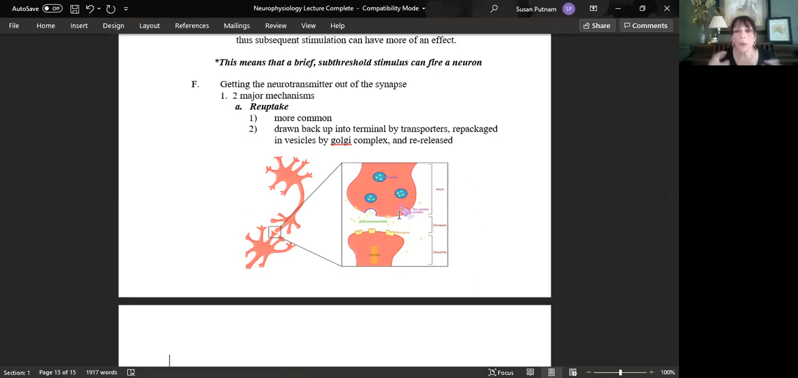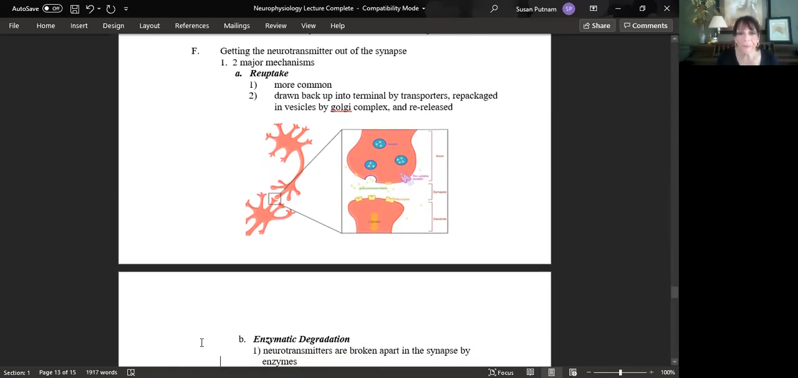Then they're going to be repackaged in vesicles by those Golgi complex that are hanging out down at the terminal and sit around and wait until they are released again. So they'll be re-released. Very, very efficient type of action.